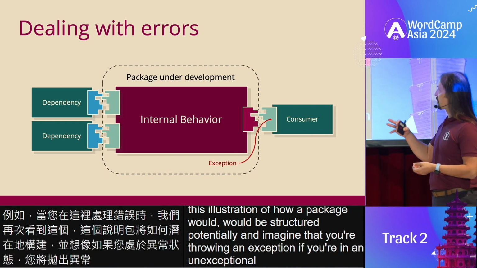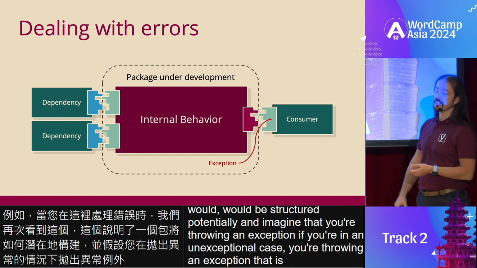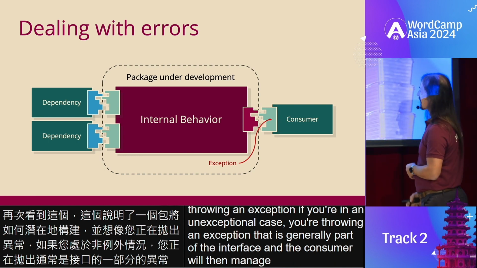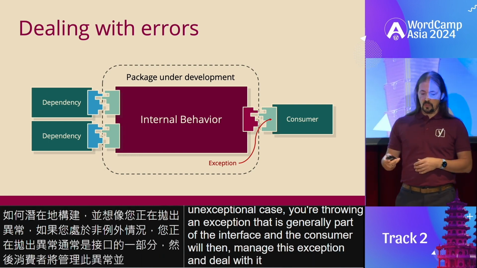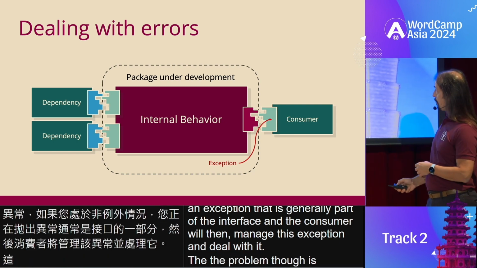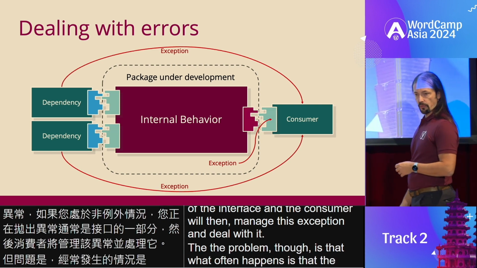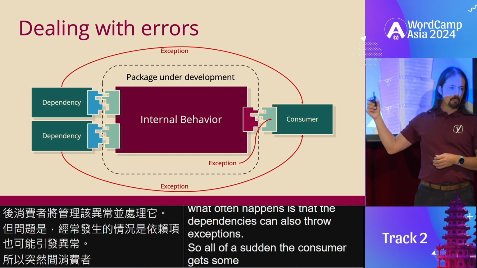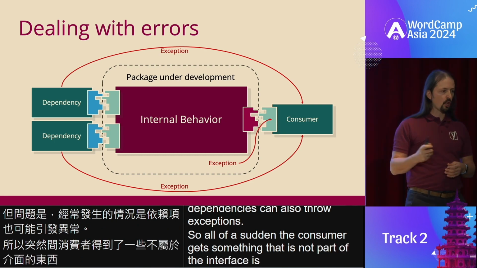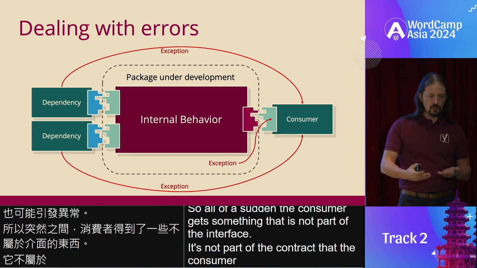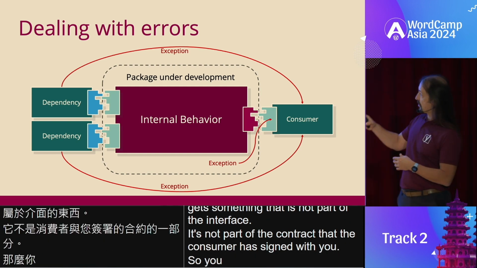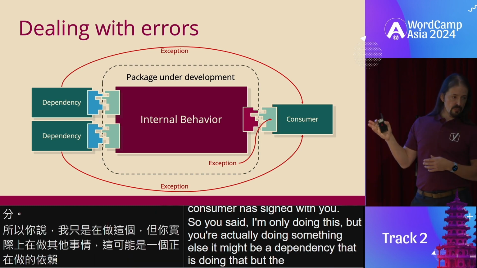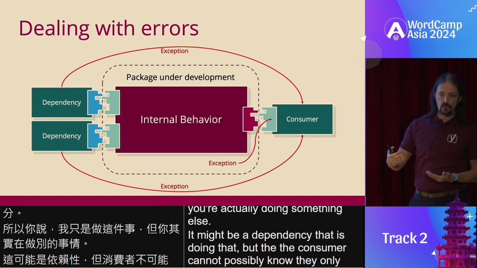So you're throwing an exception that is generally part of the interface, and the consumer will then manage this exception and deal with it. The problem though is that what often happens is that the dependencies can also throw exceptions. So all of a sudden, the consumer gets something that is not part of the interface. It's not part of the contract that the consumer has signed with you. So you said, I'm only doing this, but you're actually doing something else. It might be a dependency that is doing that, but the consumer cannot possibly know. They only enter the contract with you.